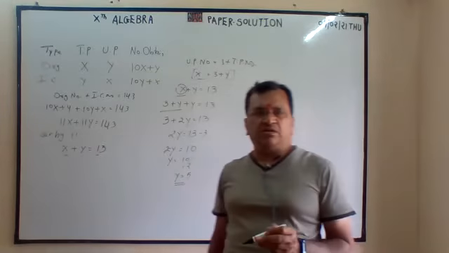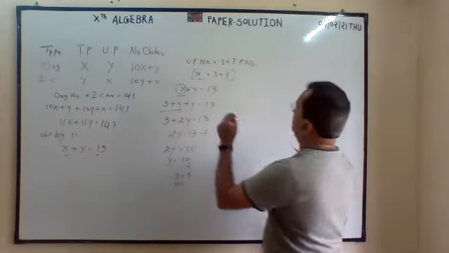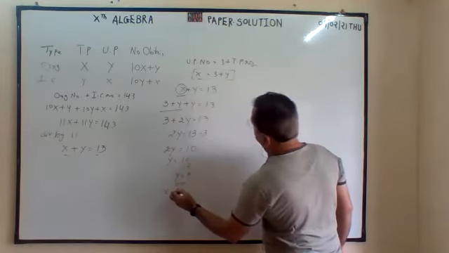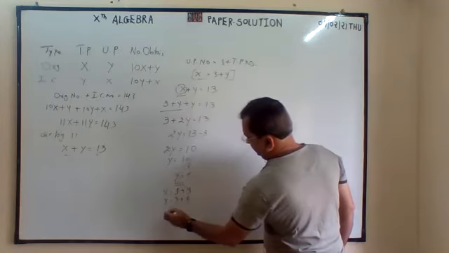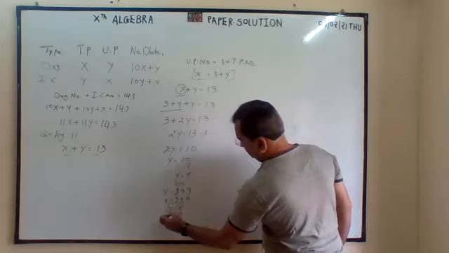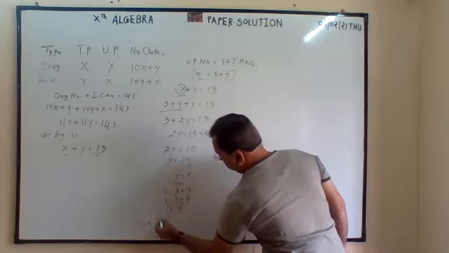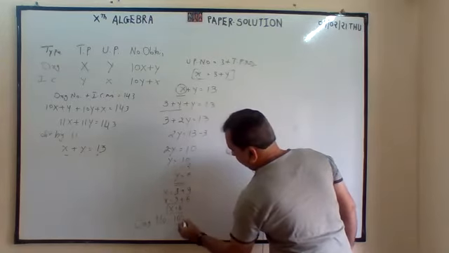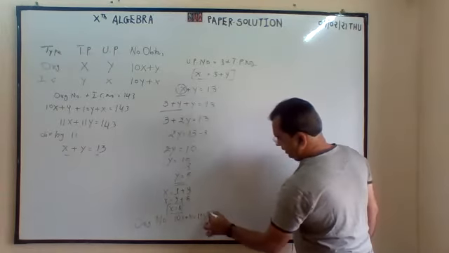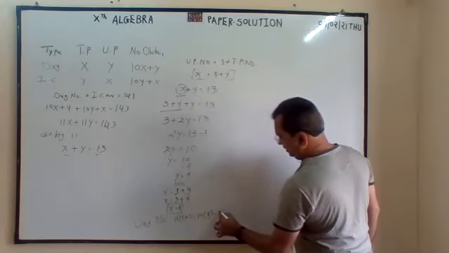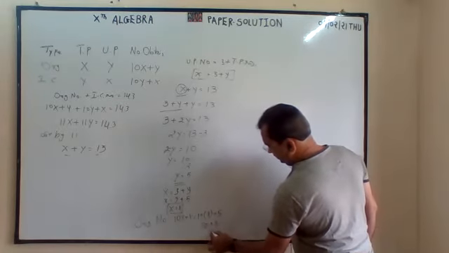This is a word problem. You have not only to find out x and y, you have to find out the numbers. So x is equal to 3 plus y, x is equal to 3 plus 5, x is equal to 8. So the original number is 10x plus y. So 80 plus 5, 85.